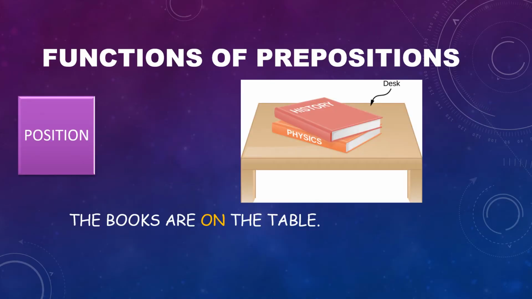Okay, here goes the first one, the position. The books are on the table. Now, you could also say the books have fallen below the table. Now, that is also a position. So, these are functions of preposition, as in the position of the objects. Clear? So, on is a preposition which is showing the position. Clear? Okay.